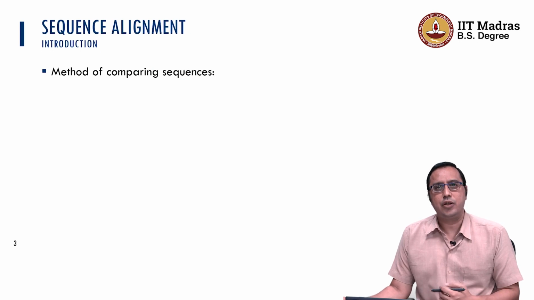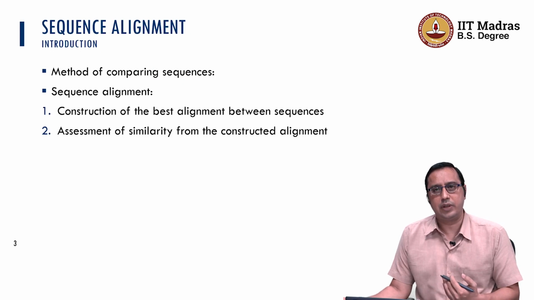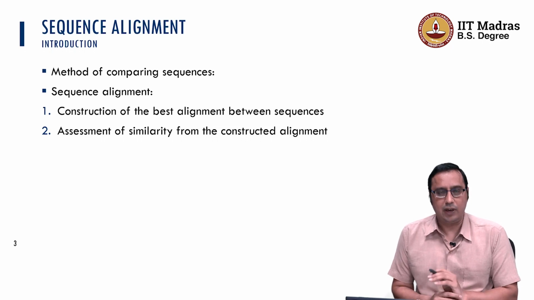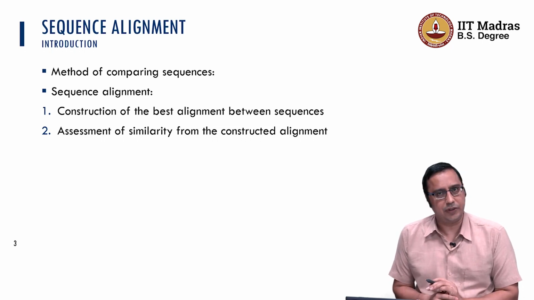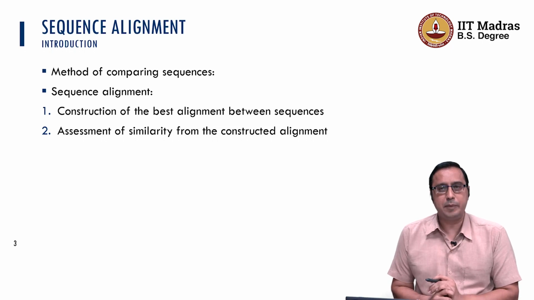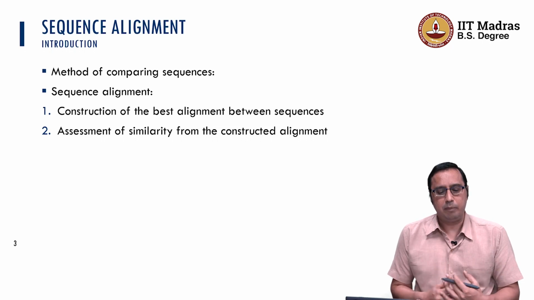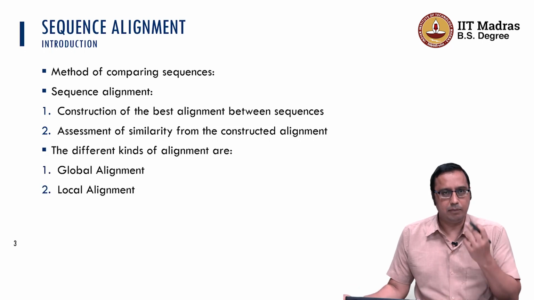So how can we compare two sequences? A sequence alignment typically performs two tasks: construction of the best alignment between two sequences and assessment of similarity from the constructed alignment. So when we want to compare two sequences, first we have to construct the best alignment possible and then see how similar this constructed alignment is by some set of assessment.